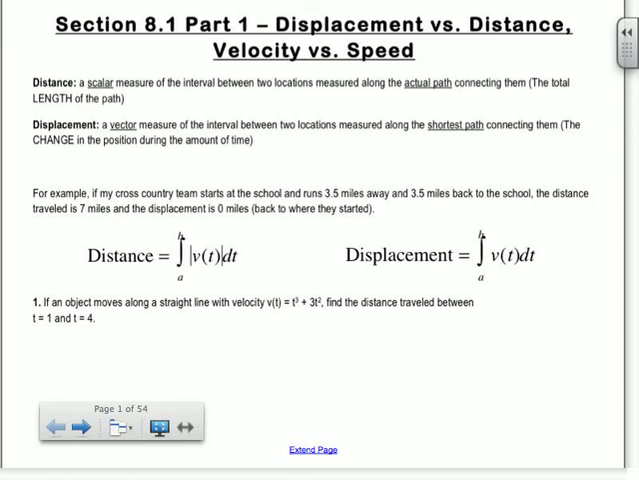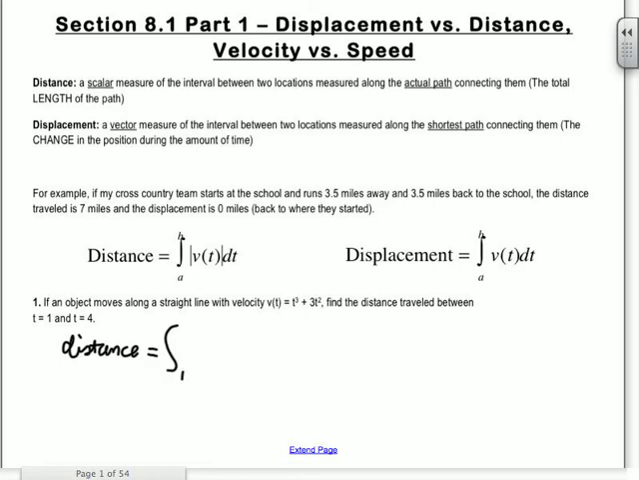So if an object moves along a straight line with velocity v of t equals t cubed plus 3t squared, find the distance traveled between t equals 1 and t equals 4. For distance, you're going to have to do the absolute value. So distance is going to be from 1 to 4, the absolute value of t cubed plus 3t squared dt.